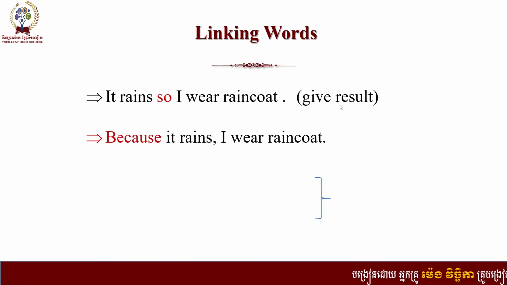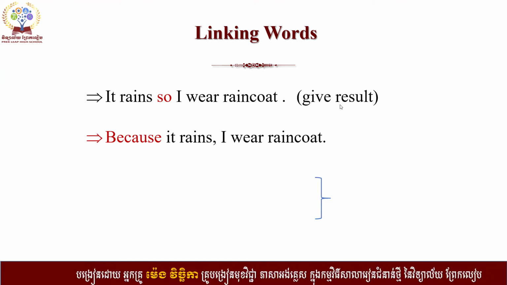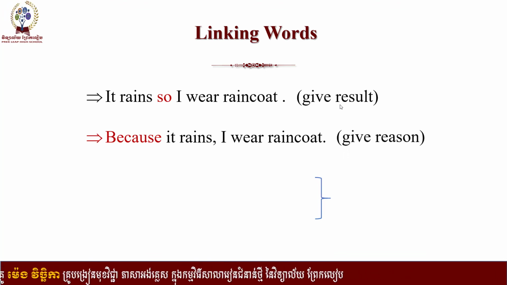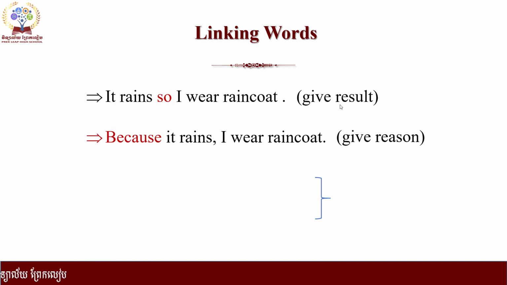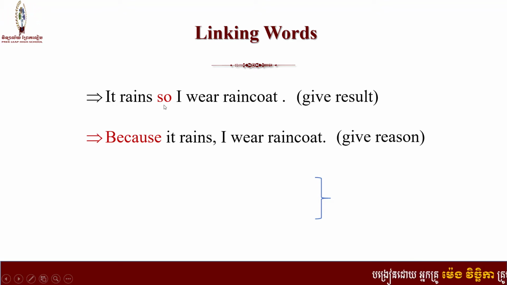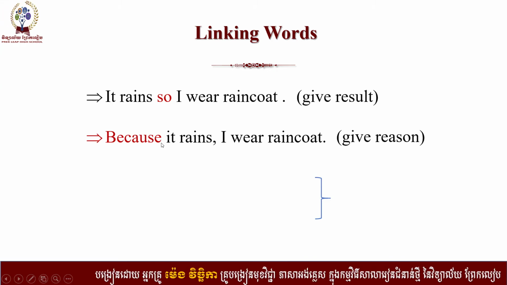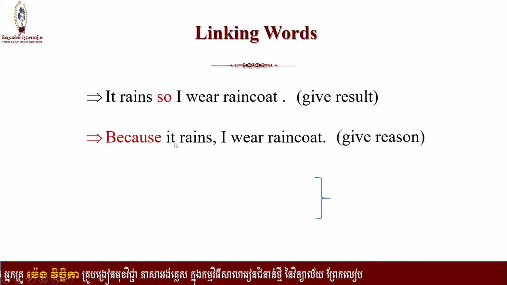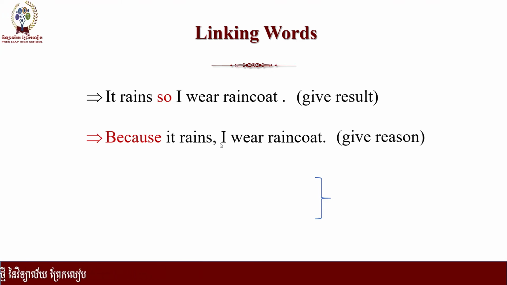Okay. Next word is the word because. Because it rains, I wear raincoat. And the word because is used to what, everyone? Alright, it is used to give reasons. So when we use these words, you have to notice that if you want to focus on the result, we use the word so. It rains, so I wear raincoat. But if you mainly focus on the reason, you use the word because. Because it rains, I wear raincoat. The same meaning, but just a different word. When we use the word so, you mainly focus on the result. But when we use the word because, you mainly focus on the reason.